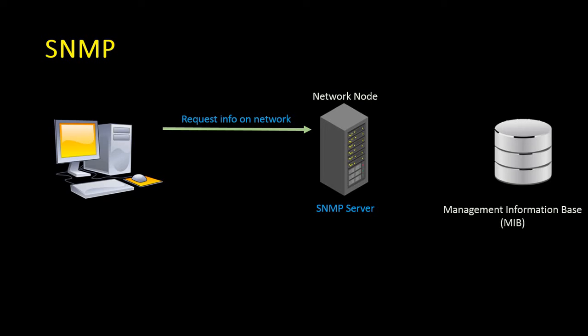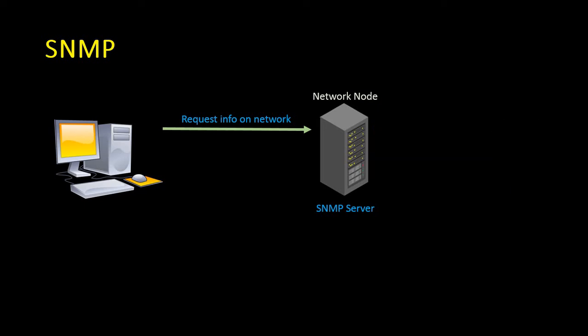Now the network node, as it receives the network request information from the user, sends this information to the database, that is the MIB. Now the MIB will have a lot of information, so it will verify what sort of information the user is actually requesting, and based on that request, the MIB will collect the data and retrieve it back to the SNMP server.